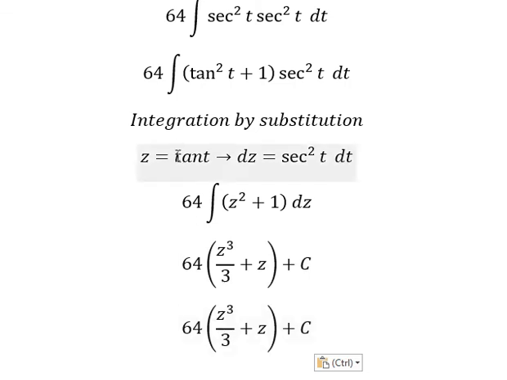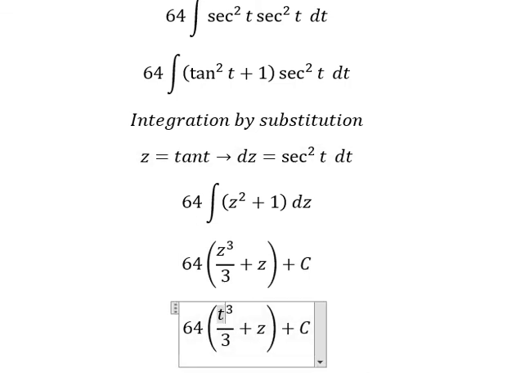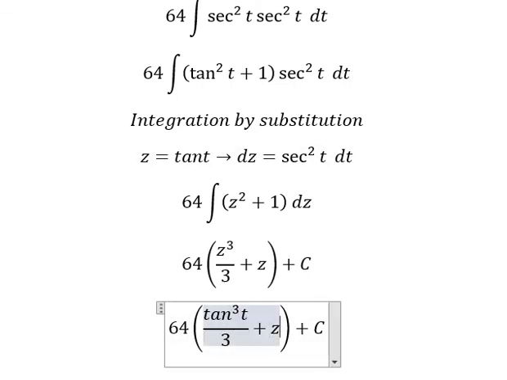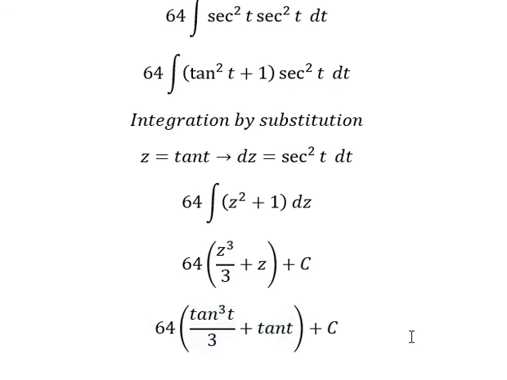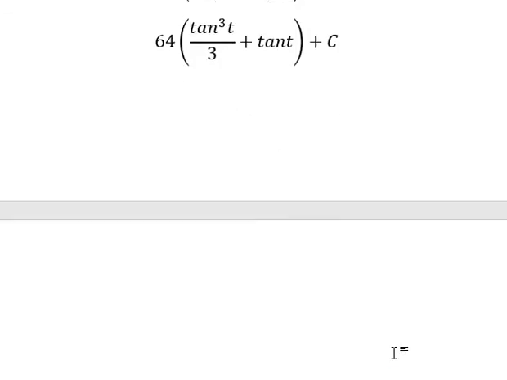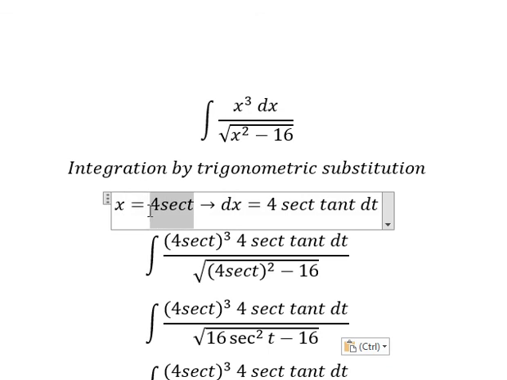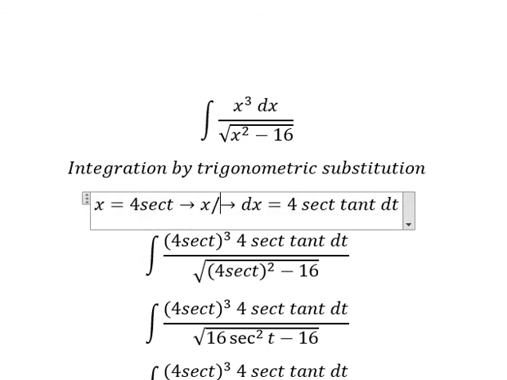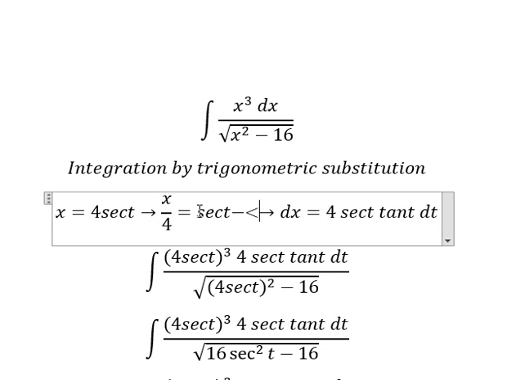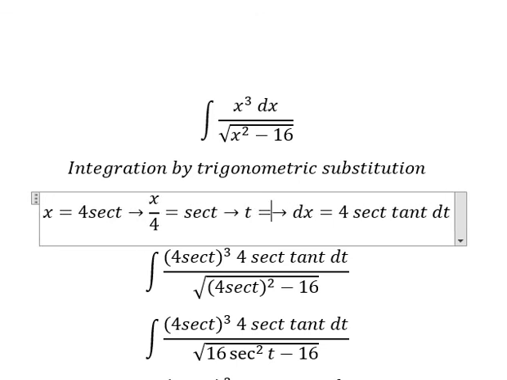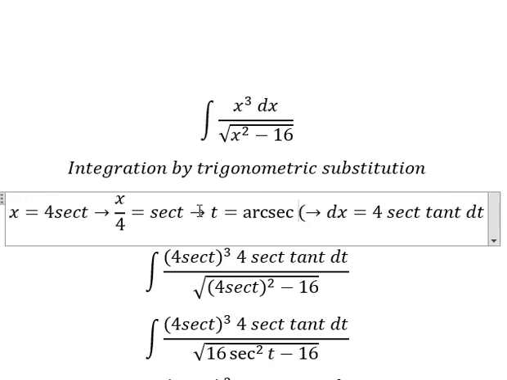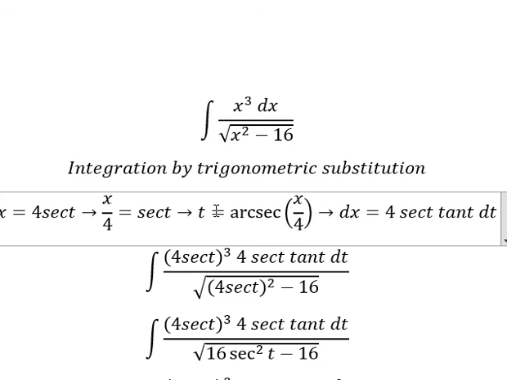About z, that's tan t. About t, that is this one. So we need to divide both sides by number 4. And we get t equals secant inverse of s over 4. So I will put this one in to change for t.